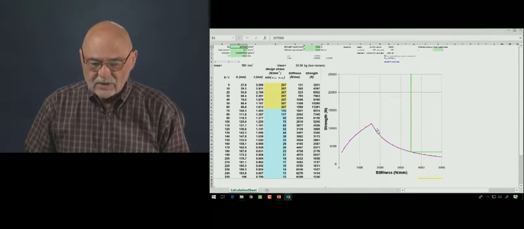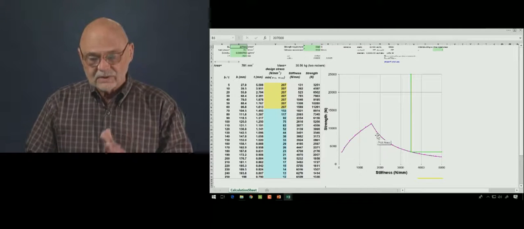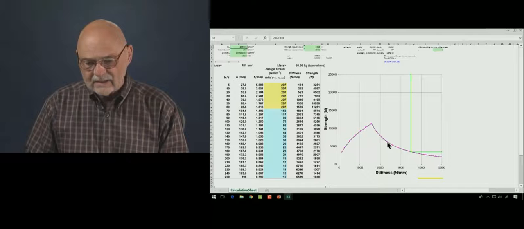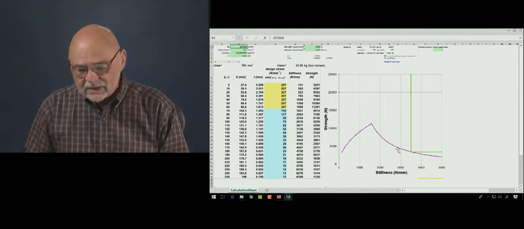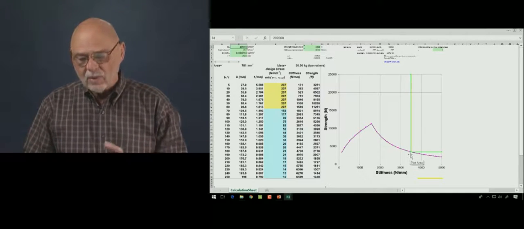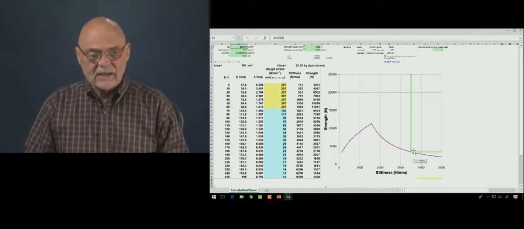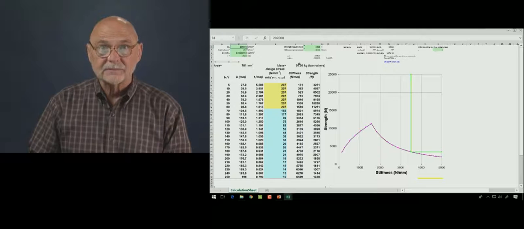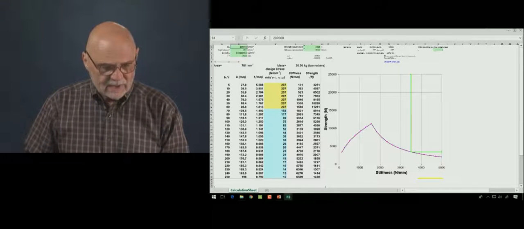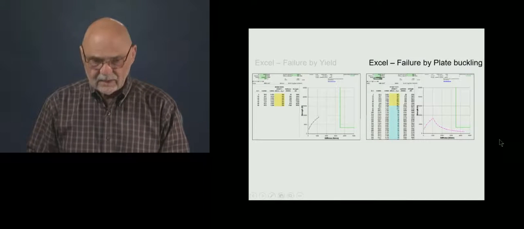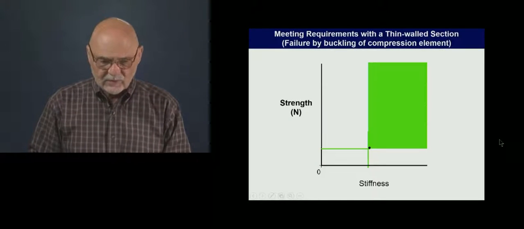I can just count. I know these are in units of 10. So B over T of 60, 70, 80, 90, 100, 110, 120, 130. And then the next one is 140. So the winner is a B over T ratio of about 135 for this particular design. And the mass is 30.56. Okay, so let's go back to the PowerPoint and regroup at what we've learned.